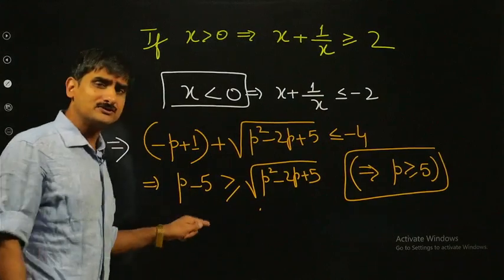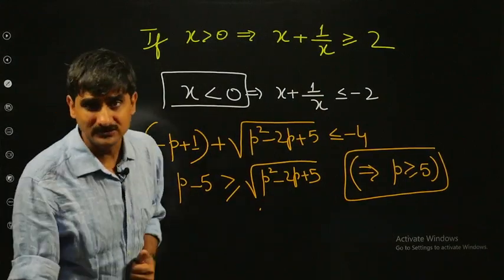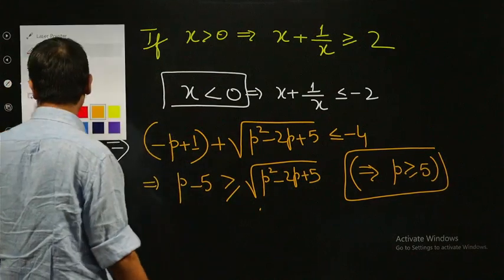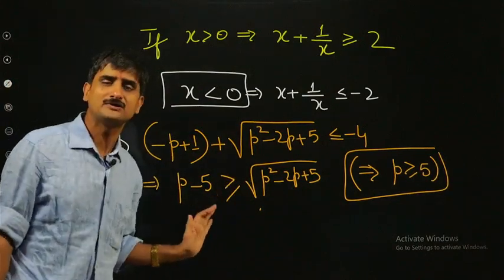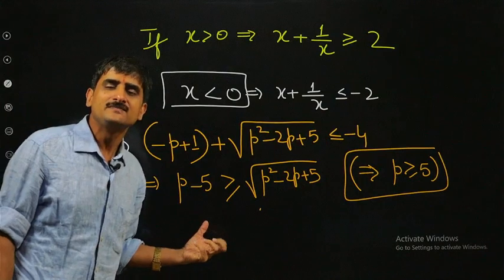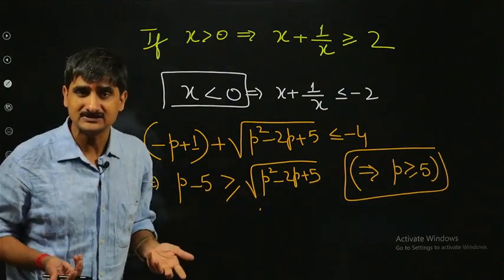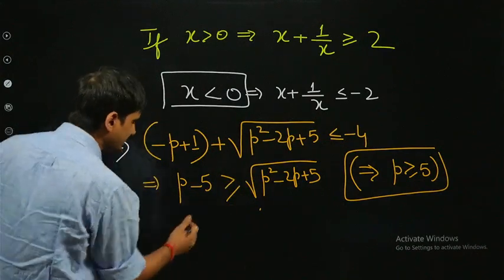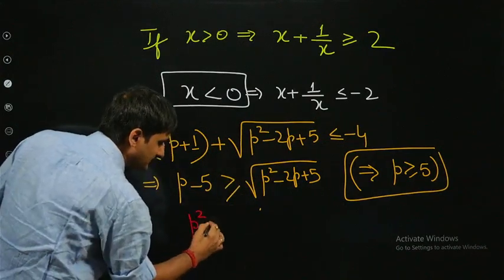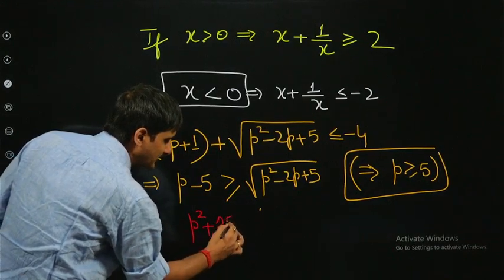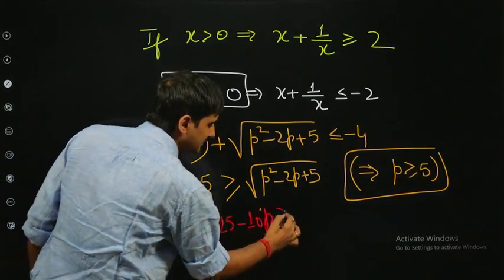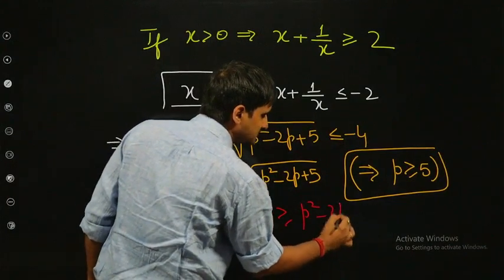So before imposing this condition, I'm not going to square both sides. I'm ensuring that both sides are positive. Why so? Because LHS is to be greater than some positive number, so LHS has to be positive. After imposing it, taking square on both sides, we will get p square plus 25 minus 10p is greater than or equal to p square minus 2p plus 5.